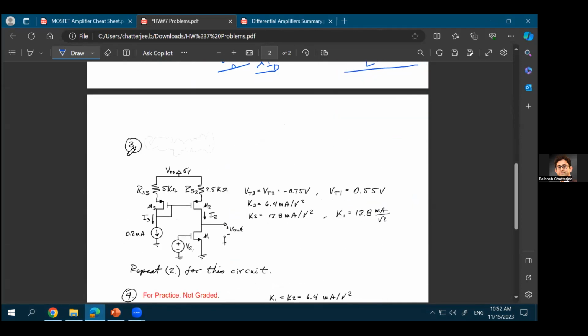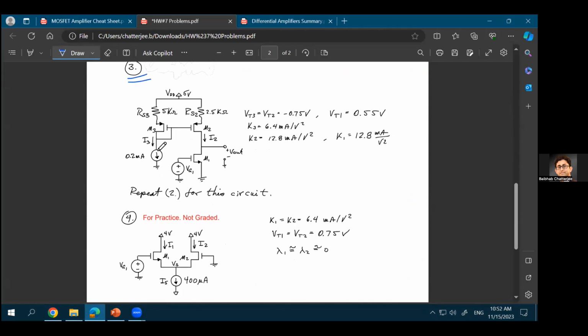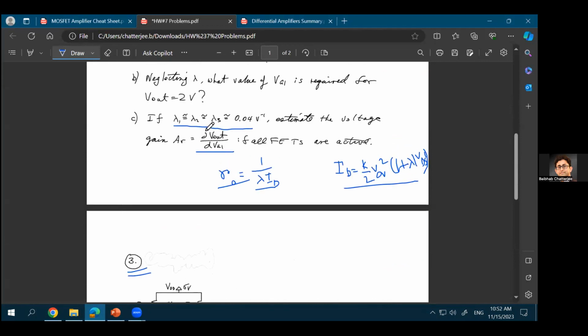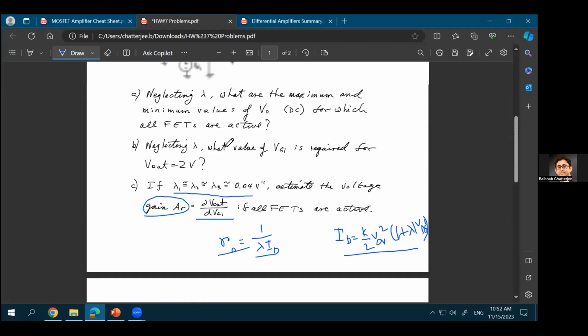Now, question number 3 is a little bit more intricate. It has a little bit more thinking to do. And what it says is that it gives you all these values of threshold voltage, K2, K3, K1, and so on. But eventually, it asks you to find out the gain, right? So this gain AG is dV out over dVG1.